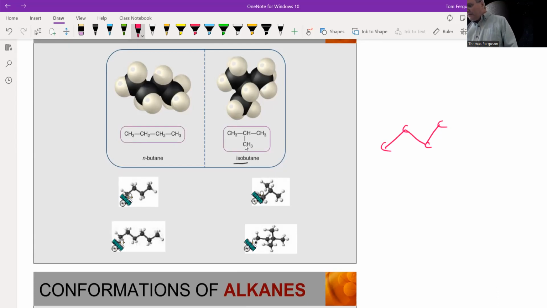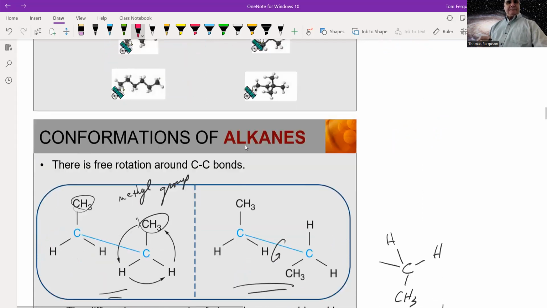Now notice the difference between these guys here. The one on the left is n-butane. Remember, n stands for normal. That's a long, straight one. Isobutane has the word iso in it, and you can see the structure is different. There are a lot of subtleties in this branch naming that we're going to go through in detail.